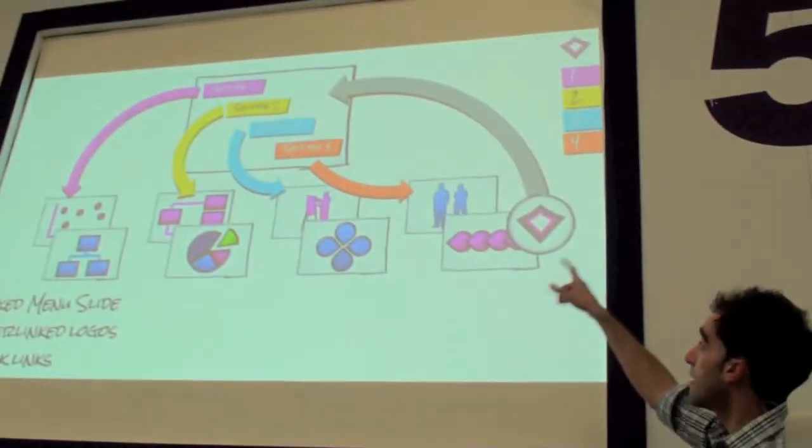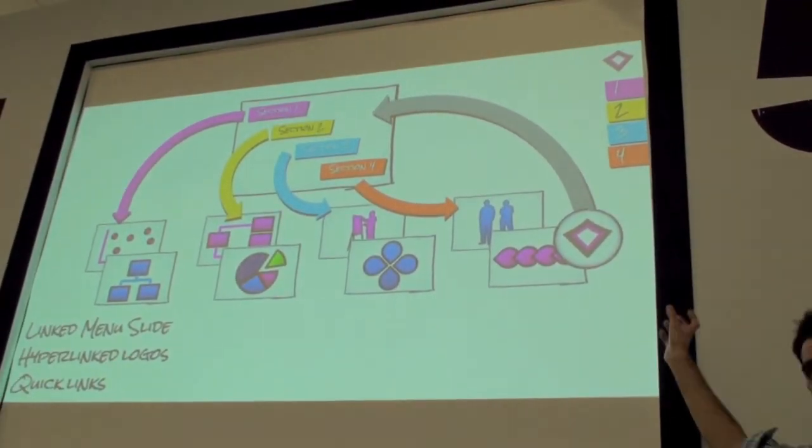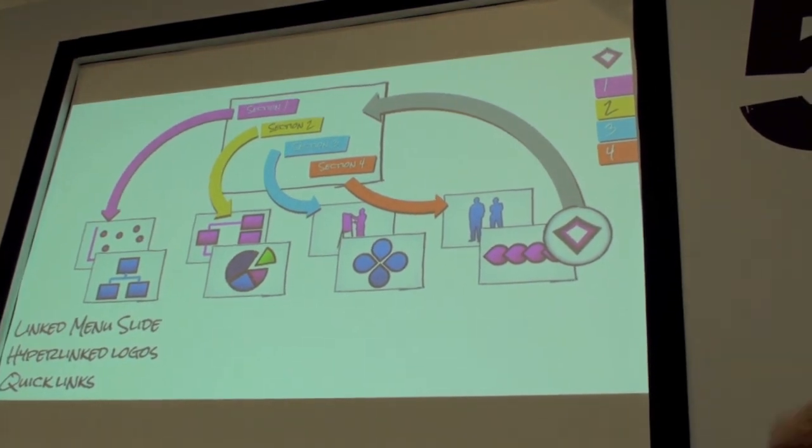If you need a quicker way to get around, maybe have 4 small boxes down the left hand side or the right hand side, and then you can use this to quickly jump between the sections.